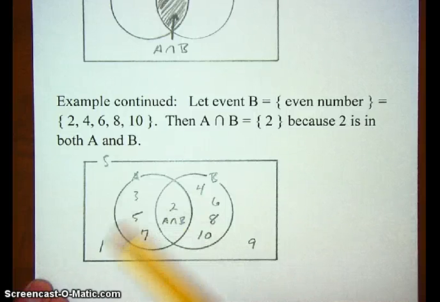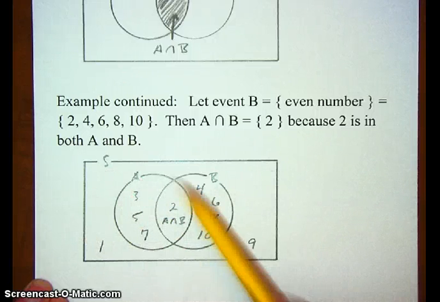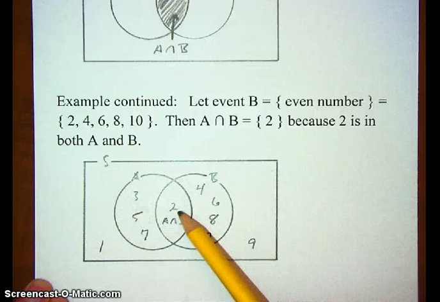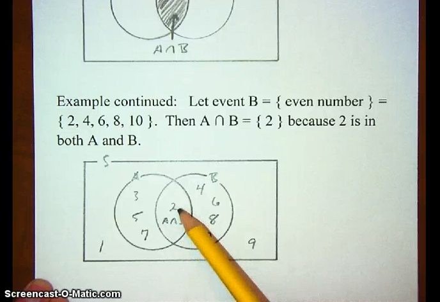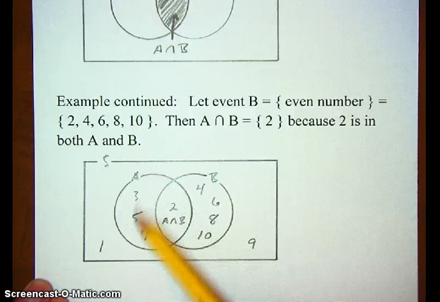And here's an illustration of that sample space. I have the sample space rectangle. Here's event A and event B. Where they overlap is A and B, or the intersection of A and B, and that contains the number 2. And then out here I have the other 3 outcomes that are in event A, 3, 5, and 7.